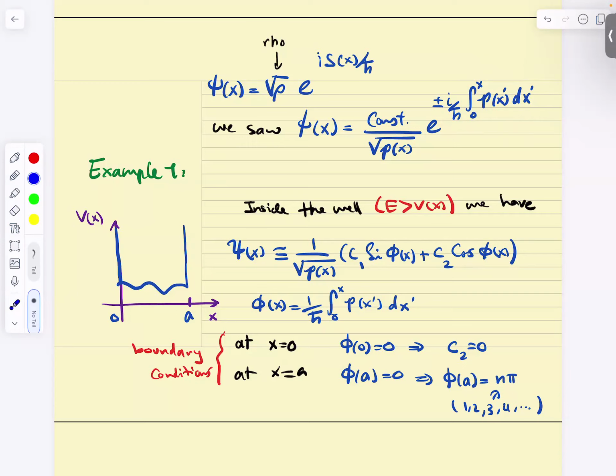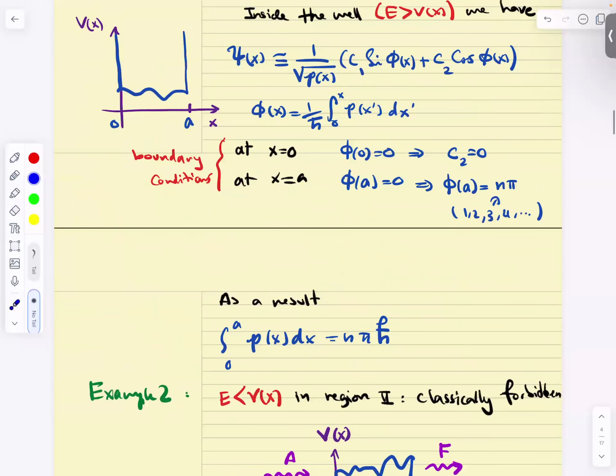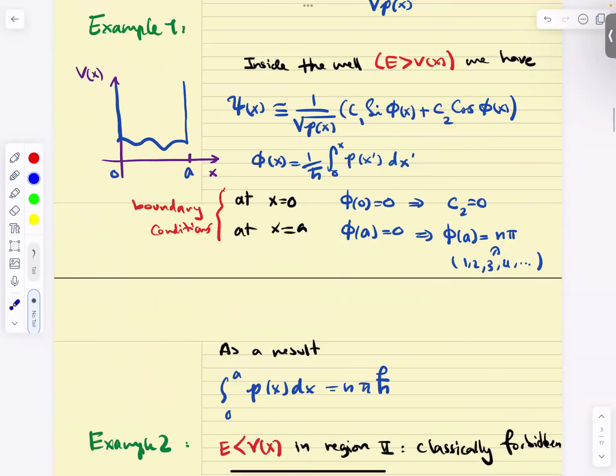Good? At x equal a, phi of a has to be 0, and the way to arrange for it is to set phi of a equal to n pi, because sine vanishes at multiples of pi. All right, so these are the boundary conditions. As a result, you get this, and then that's it.